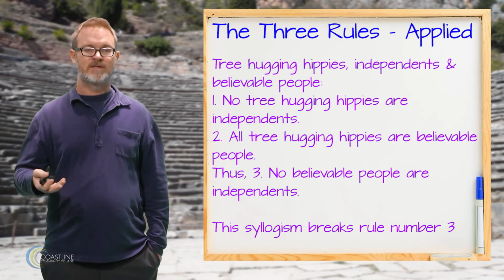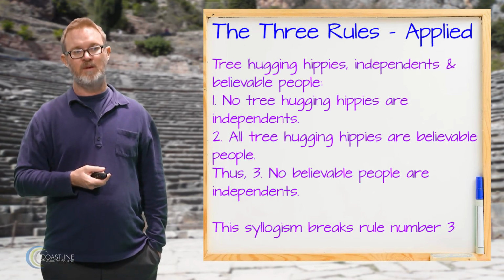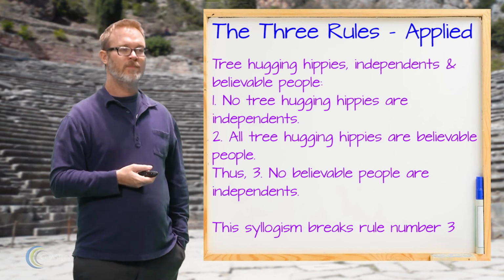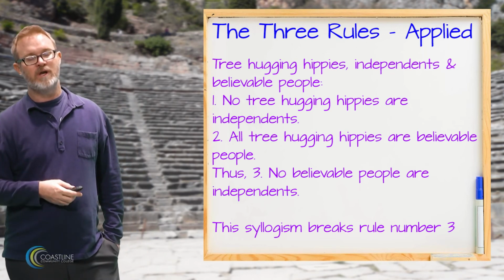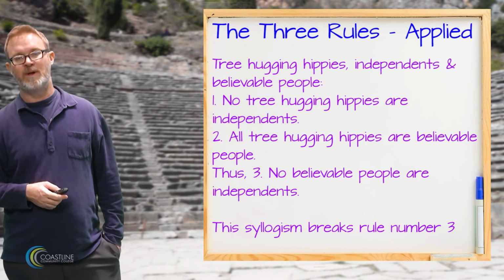Okay, so the last example we'll look at for this lecture is tree-hugging hippies, independents, and believable people. Okay? So the argument says, no tree-hugging hippies are independents. All tree-hugging hippies are believable people. Therefore, no believable people are independents.